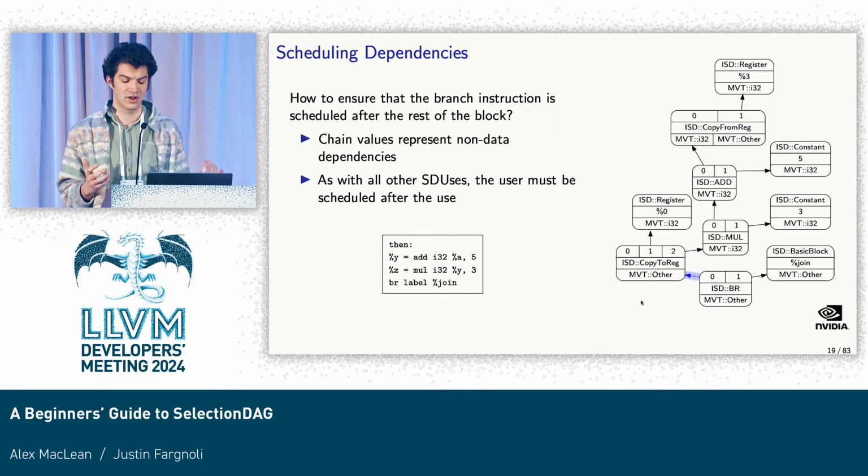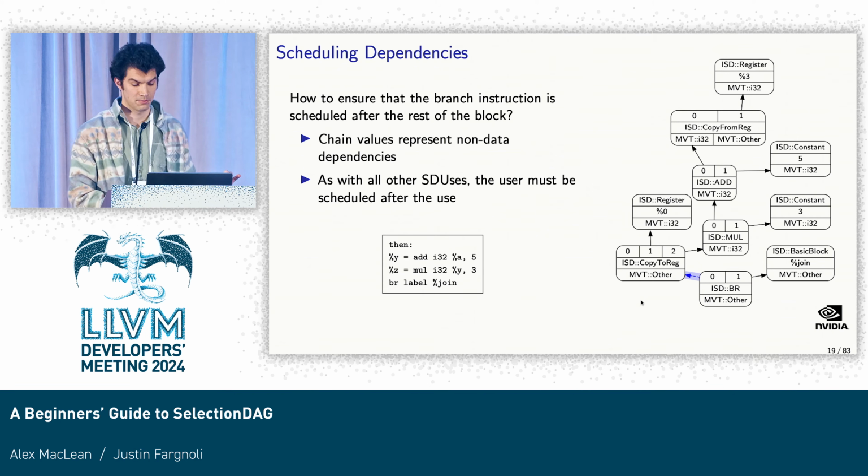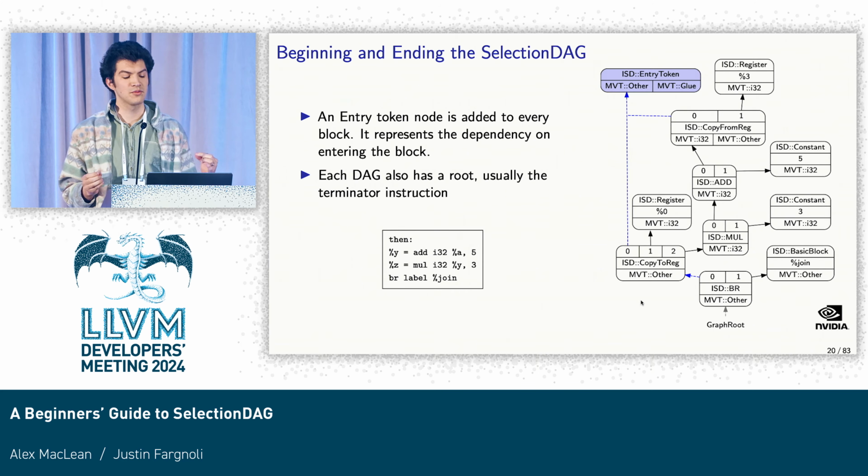So in this case, we're going to create a chain value from the branch to the copy to register. And this is saying that before we branch to some other basic block, we need to take the value computed by the mul and put it in this register. Throughout the slides, chains are going to be represented by this dashed blue arrow.